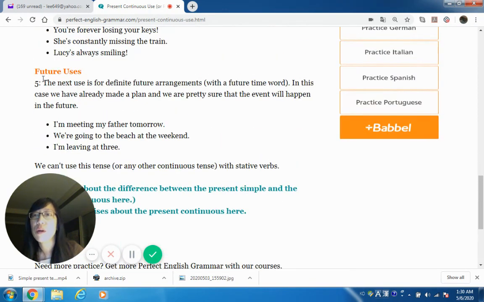And we use it sometimes for future uses. The next use is for definite future arrangements. Look at the word definite. Will is not definite. Remember the helping verb will? When we use will, it's a future arrangement, but will does not mean definite. In this case, we have already made a plan and we are pretty sure that the event will happen in the future.